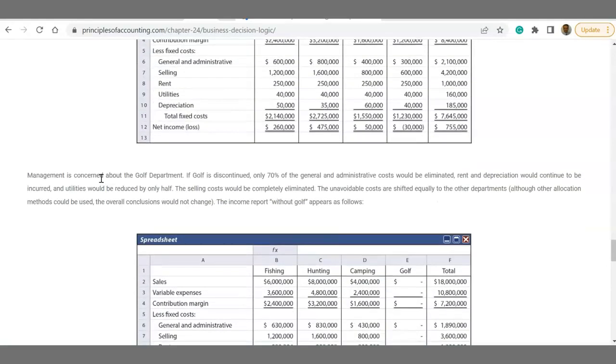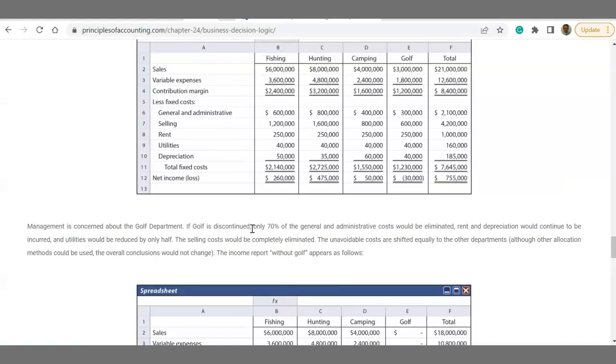Management is concerned about the golf department. If golf is discontinued, only 70% of general and administrative costs would be eliminated. 70% of that means $210,000.